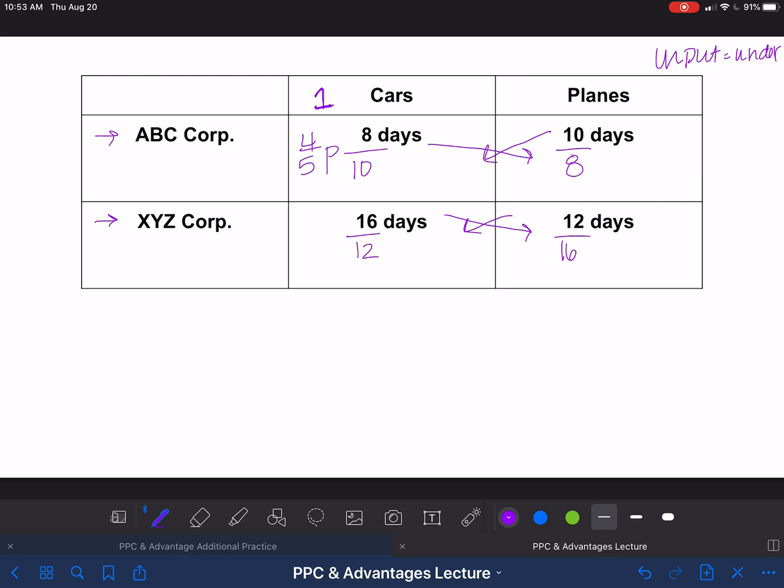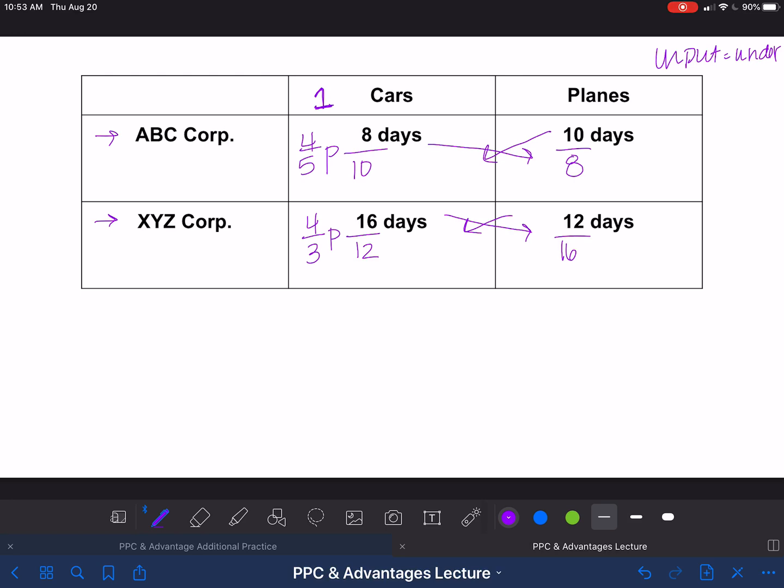And then let's look at XYZ. So when XYZ wants to make 1 car, how many planes are they giving up? Well, 16 and 12, if we pull a 4 out of each, we're going to get 4 and 3. Yes, 4 and 3. So every time XYZ makes 1 car, they're giving up 4/3 of a plane.